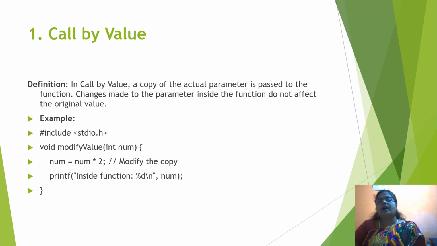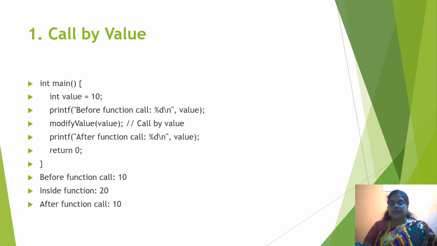Now we are going to discuss call by value. In call by value, a copy of the actual parameter is passed to the function. Changes made to the parameter inside the function do not affect the original value. In the main function, before the function call, it contains the value 10. Inside the modifyValue function, the value 10 is changed to 20. After the function call, the value remains 10. So the changes made to the parameter inside the function do not affect the original value.